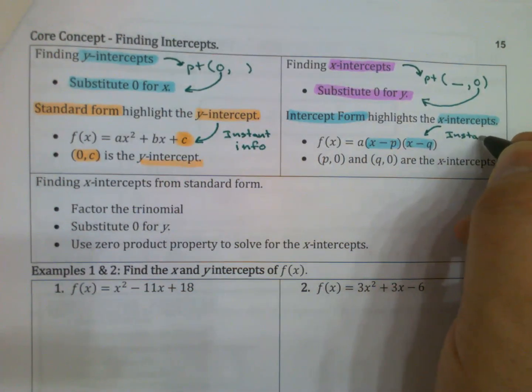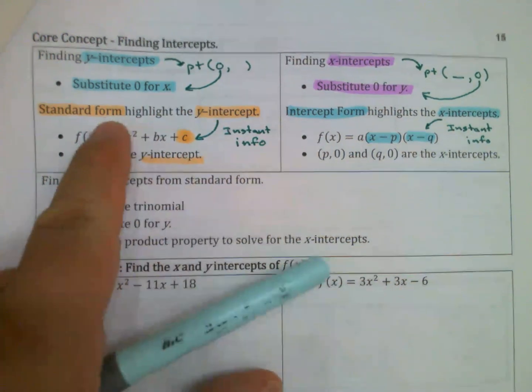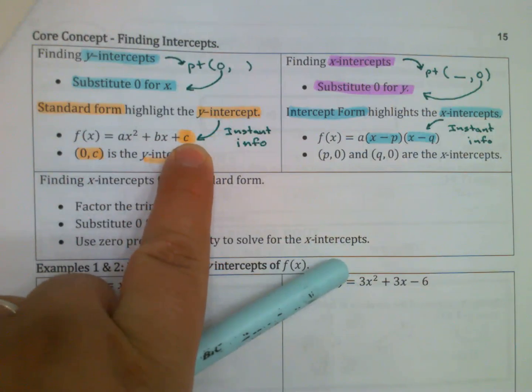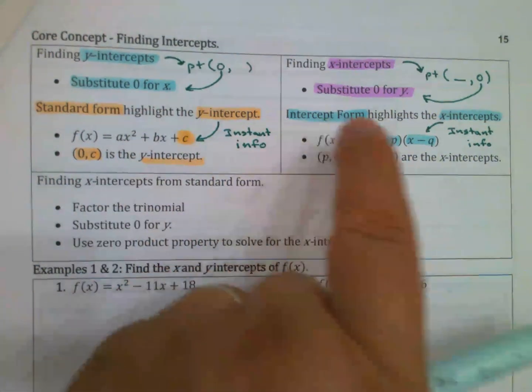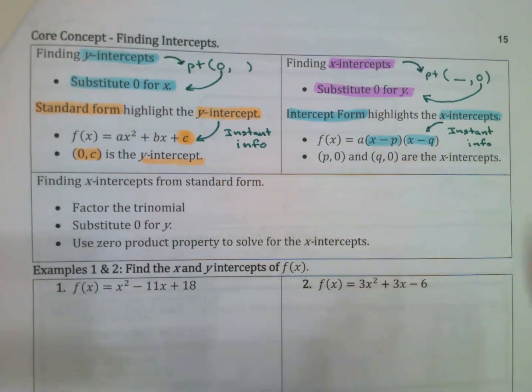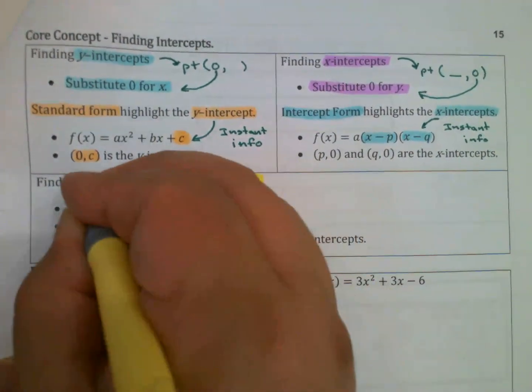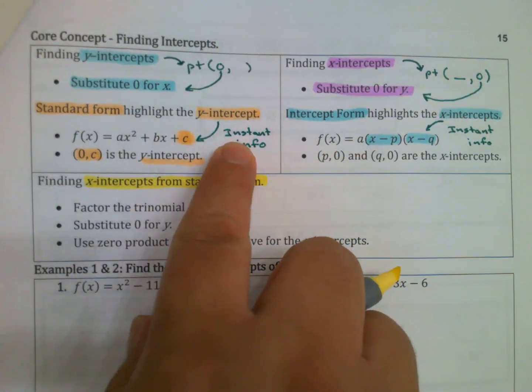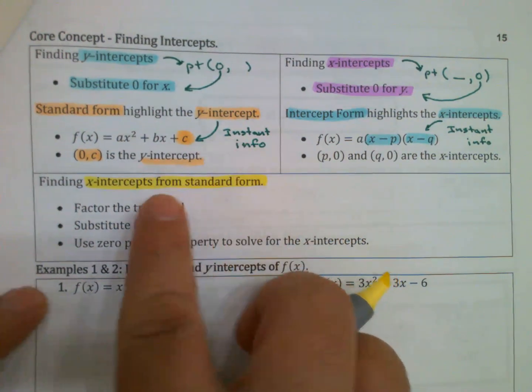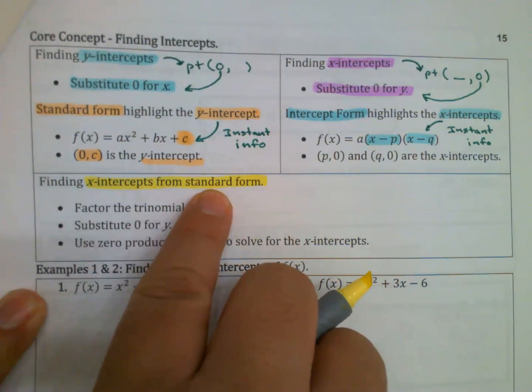So every form gives you one piece of information very quickly. Standard form only gives me a y-intercept. Intercept form only gives me the x-intercepts. So that's why it tells us down here at the bottom, if you are finding x-intercepts from standard form, remember, standard form only gives you instant y-intercept, nothing else. So how do you find the x-intercepts from that one?